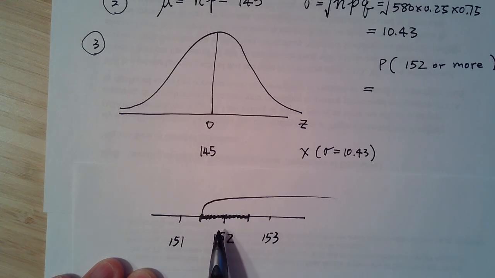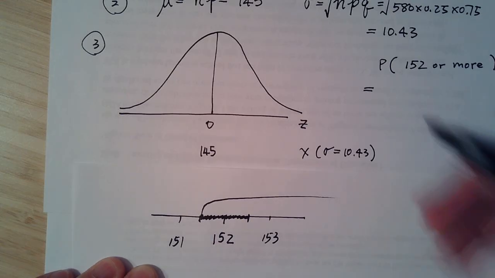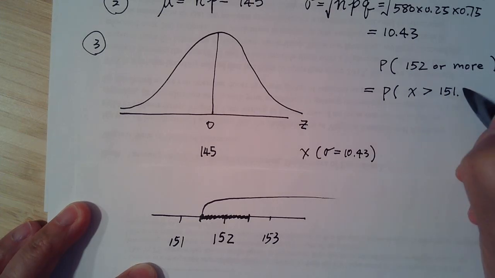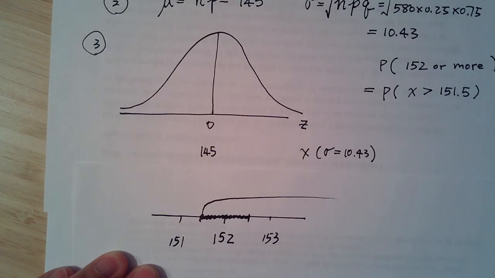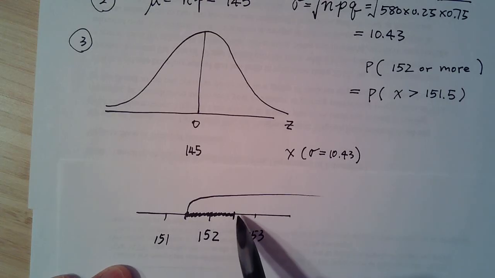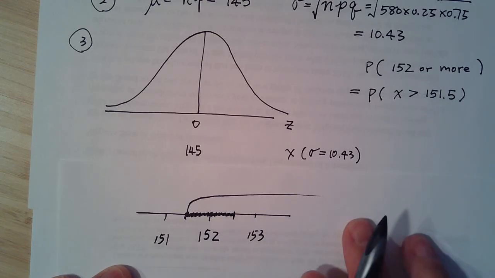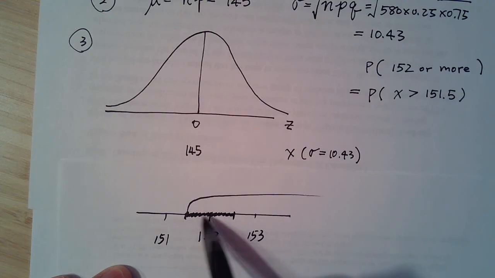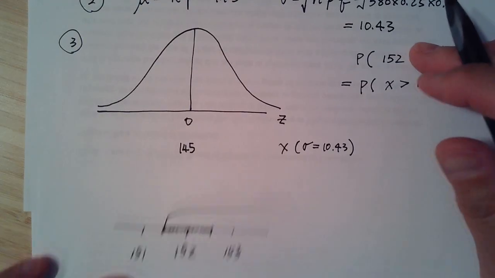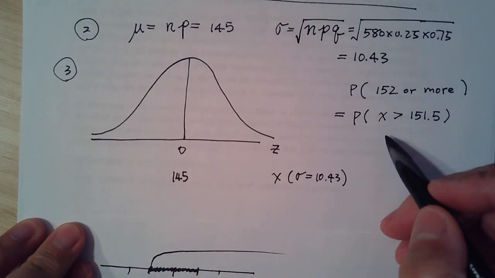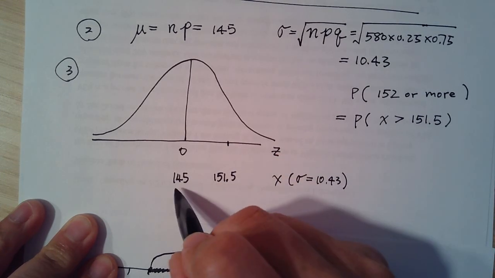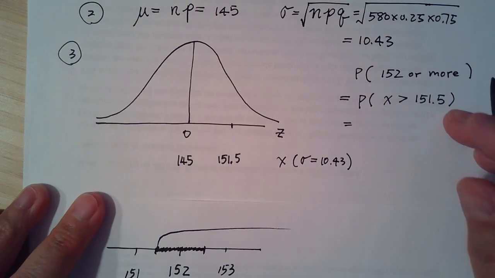That's including 152, so starting from 151.5. So that would be the probability that x is greater than 151.5. From 152 or more, so 152, and this is 153, and the next one 154, and so on. So 152 actually starts from 151.5 and goes all the way to the right. So we have x greater than 151.5. I just write it here because I don't know exactly where that is, but I know it's to the right of 145. Can you find the z-score for it?